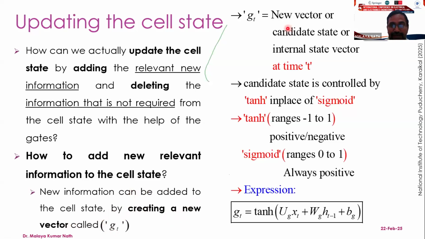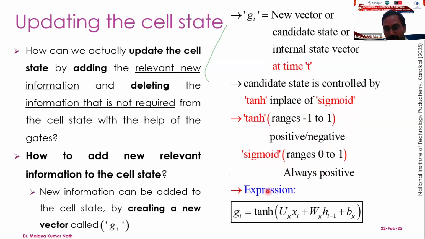This vector is known as GT, which is known as the candidate state or the internal state vector at a time step equal to T. Now this candidate state is controlled by the tan hyperbolic in place of a sigmoid, because the tan hyperbolic ranges between -1 to 1, which is either positive or negative, and sigmoid ranges from 0 to 1, that is always positive. So this is the reason why we are using the tan h in the candidate state, not the sigmoid.